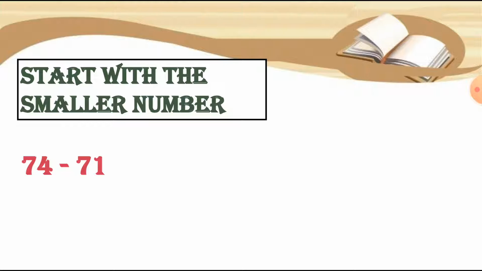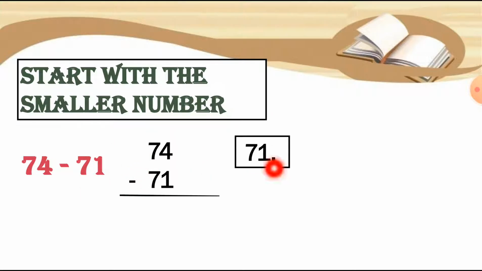I have some more examples so you will understand this better. 74 minus 71. We have to write it in the sum format first. Then we start with the smaller number, which is 71. So I write 71 here and we count till 74 comes. After 71 comes 72, then 73, then 74.